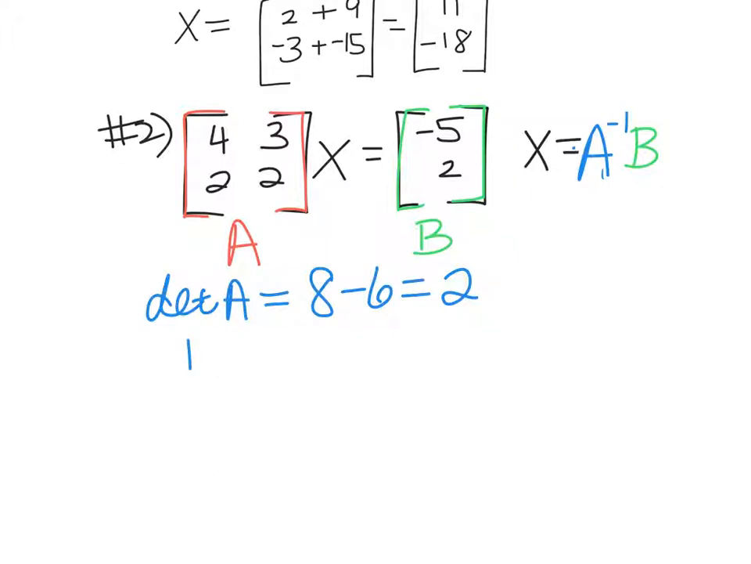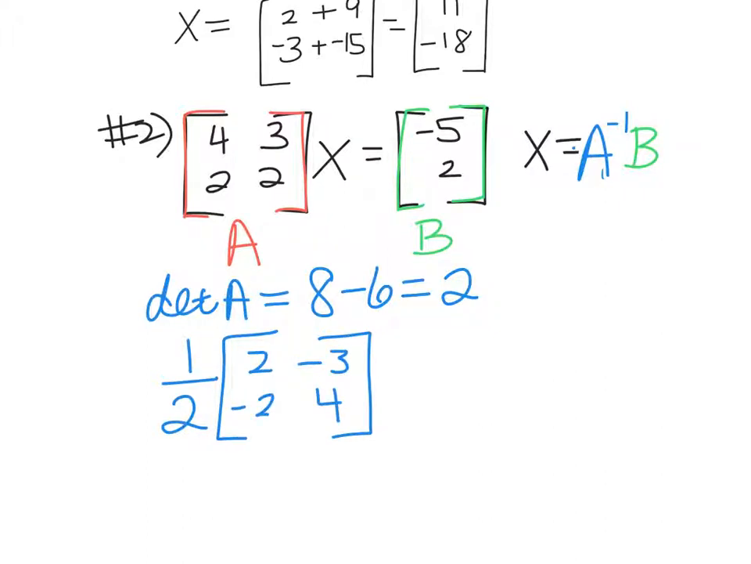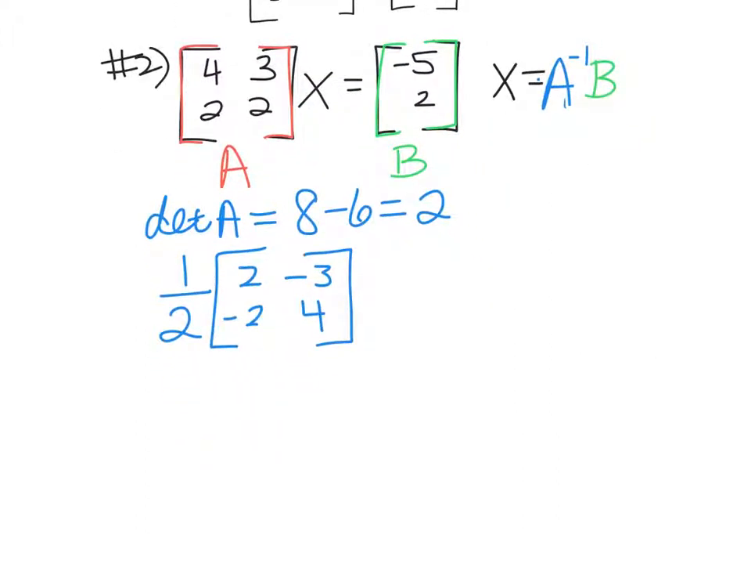So we're going to go 1 divided by 2. So 1 over the determinant. Switch the 4 and the 2. And then the 3 and the 2 stay put, but they become negative. So that right there is A inverse, the whole thing with the 1/2. Don't distribute the 1/2. I'm going to talk about that in just a minute. And then over here, I'm going to multiply this by matrix B. B's on the other side up here.